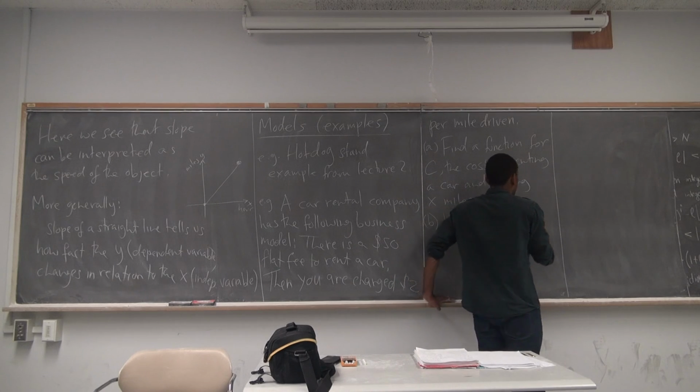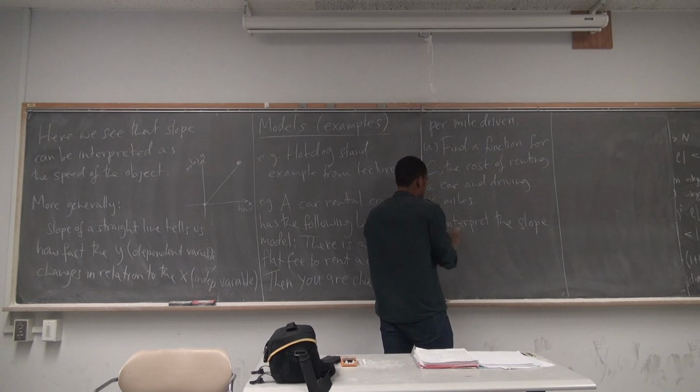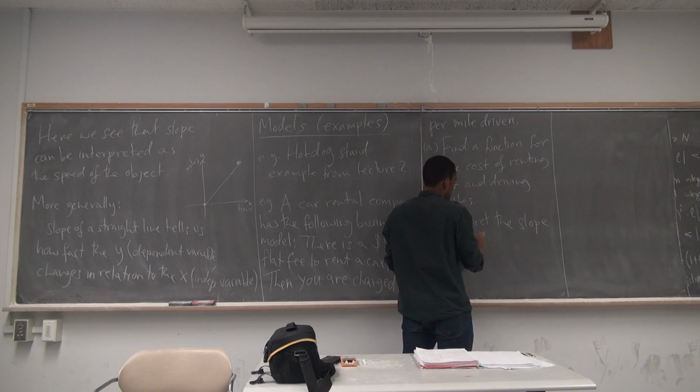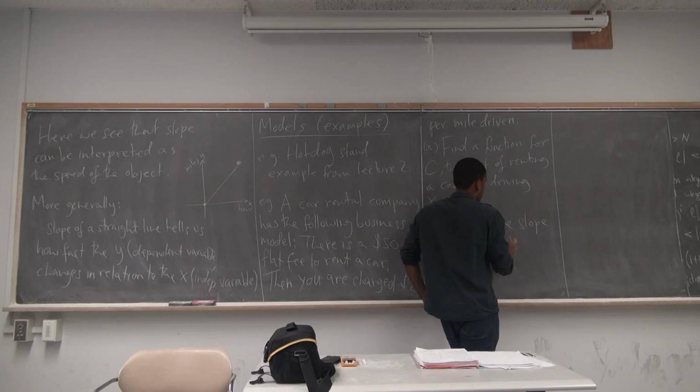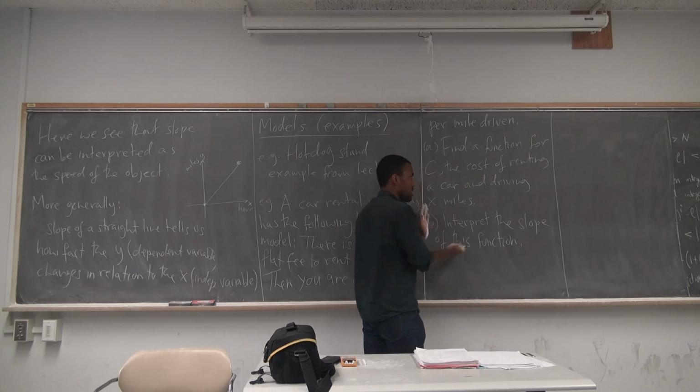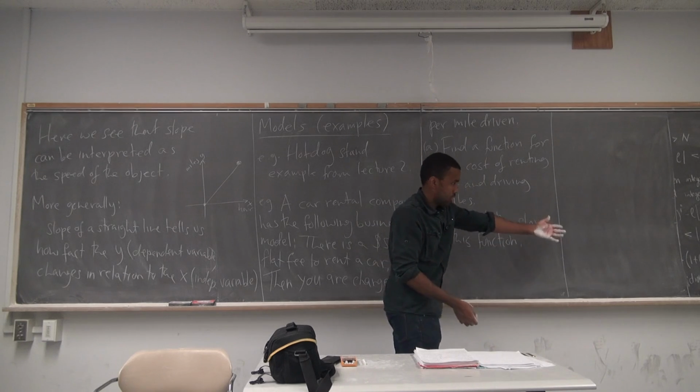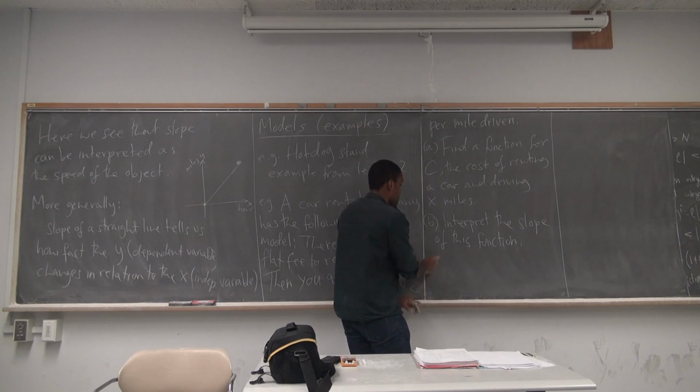B. Interpret the slope of this function. Meaning in English, tell me what it is, as opposed to just like in the previous example where slope means speed of the object.